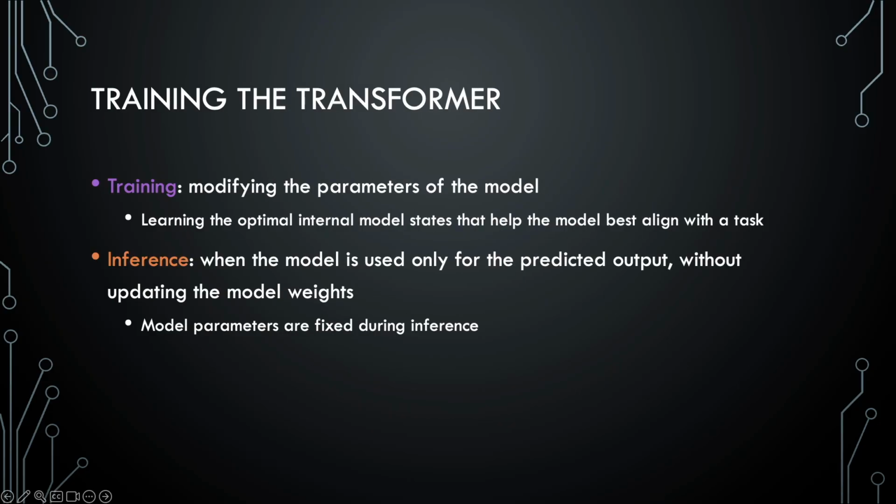When we talk about training a large language model, or any machine learning or deep learning model, we mean that we are modifying the parameters of the model. Training is the process of finding optimal internal model states that best achieve the task we've set up. When we use the model for inference, we mean that the model is used only for generating some predicted output. Inference does not involve modifying the model's parameters.